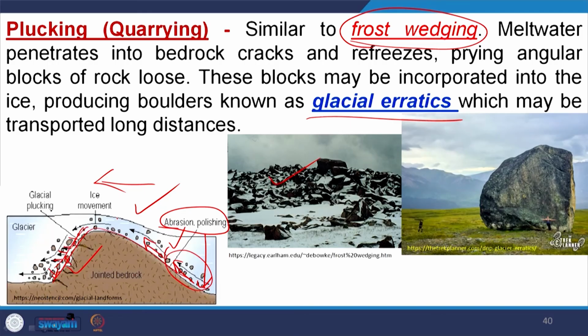So, this is a photograph of frost wedging, then glacial plucking, and this is erratics. So, these boulders, if they are transported by glaciers over a long distance and deposited in some part which is not related to the surrounding rock, are called glacial erratics.